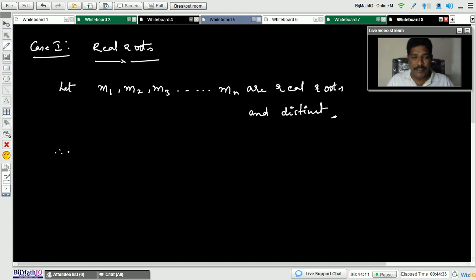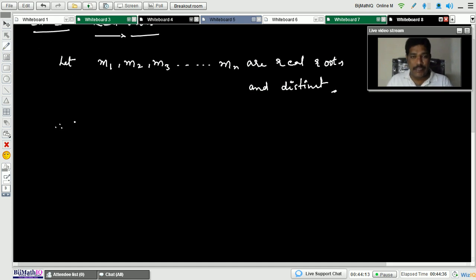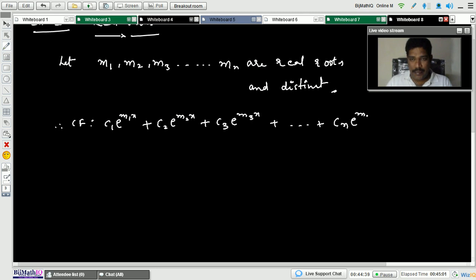So how can you write the CF for these respective roots? The CF can be written like this: C1 e to the power of m1 x plus C2 e to the power of m2 x plus C3 e to the power of m3 x plus so on, that is Cn e to the power of mn x. Let's take an example for this.